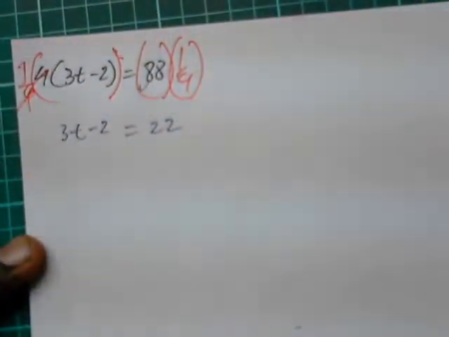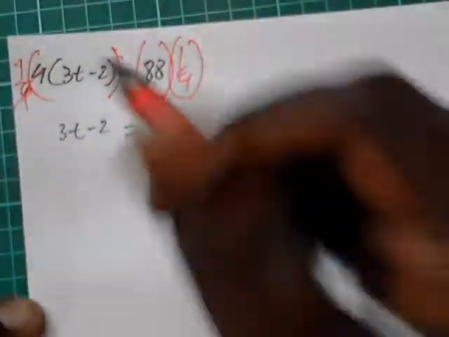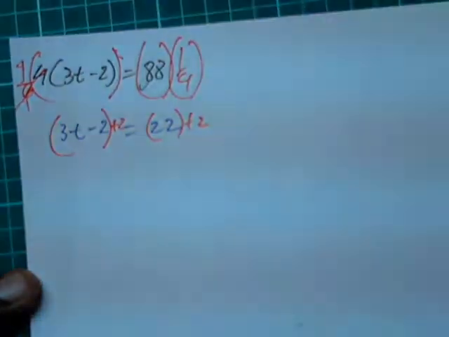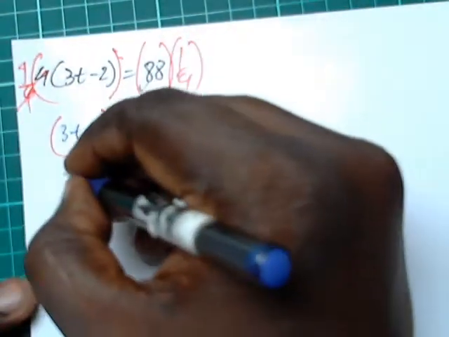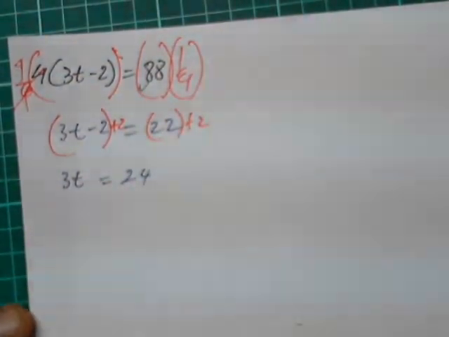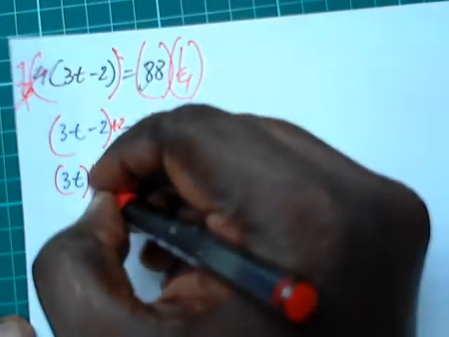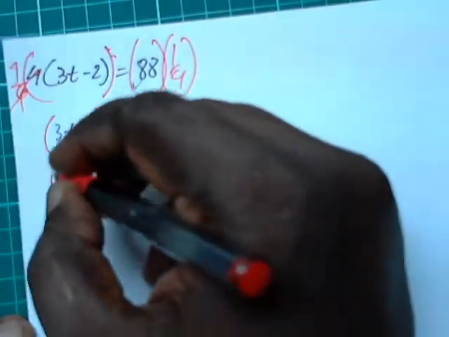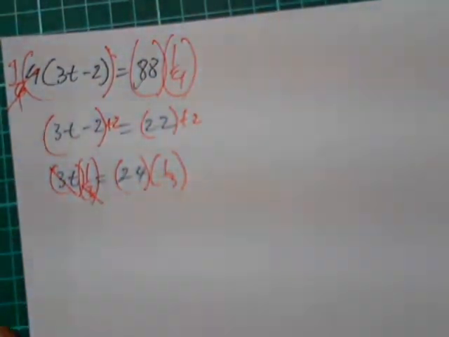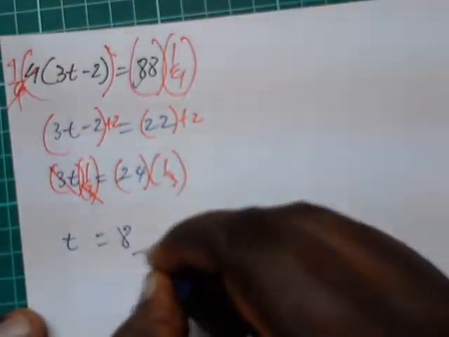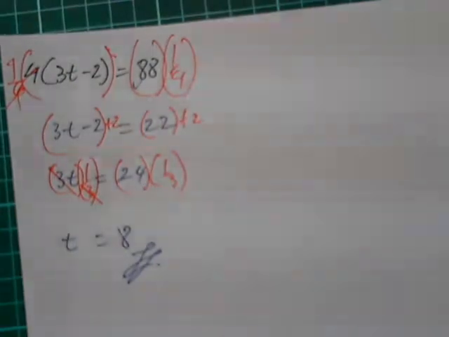Now my question to you is, what am I going to kill next? The easiest thing to kill next is to do plus 2 here, and plus 2 there. So if I plus 2, I get 3t equals 24. Now how do I kill the 3? I divide by 3 or multiply by 1/3, and I multiply by 1/3. The 3 and the 3 cancel off, and then I get t equals 24 divided by 3, which is 8. See? It's not that difficult, isn't it?